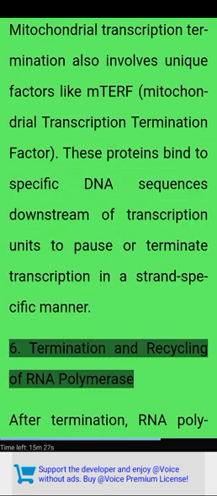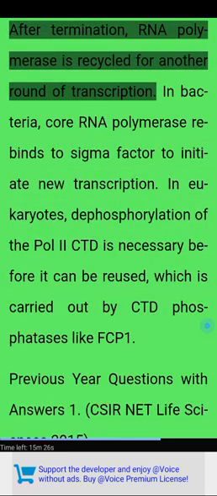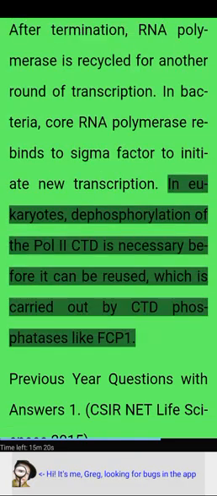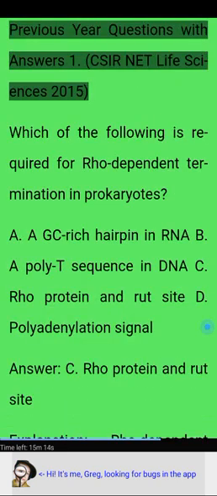6. Termination and recycling of RNA polymerase. After termination, RNA polymerase is recycled for another round of transcription. In bacteria, core RNA polymerase rebinds to sigma factor to initiate new transcription. In eukaryotes, dephosphorylation of the pol II CTD is necessary before it can be reused, which is carried out by CTD phosphatases like FCP1.